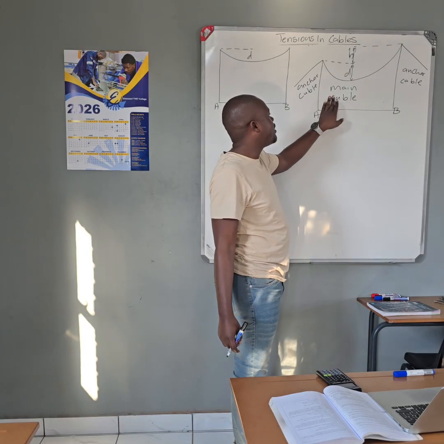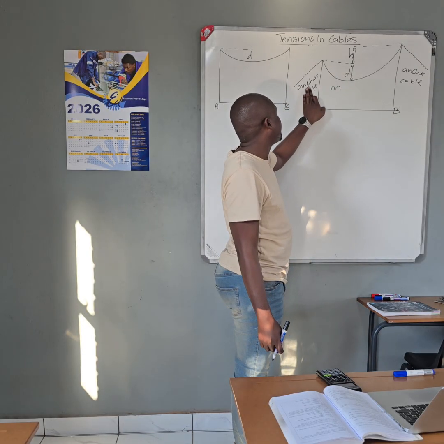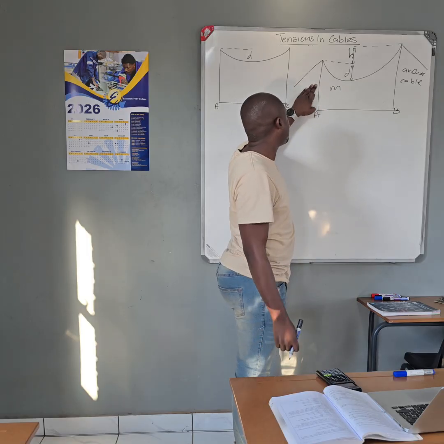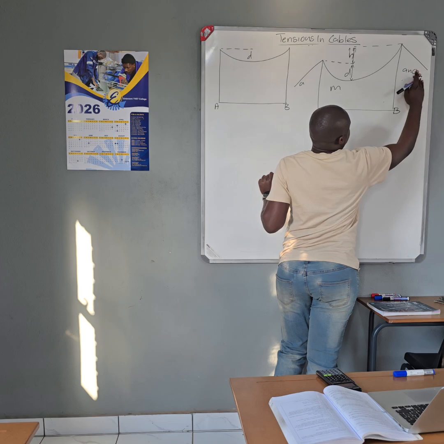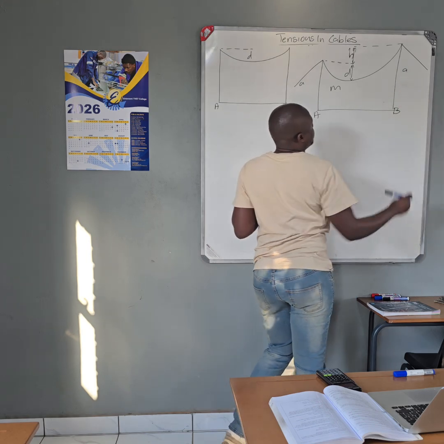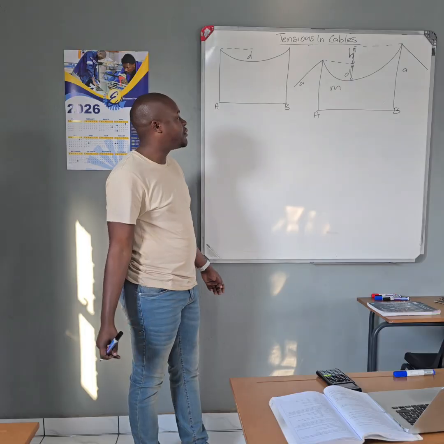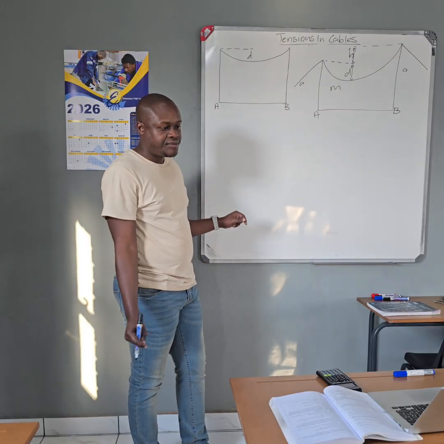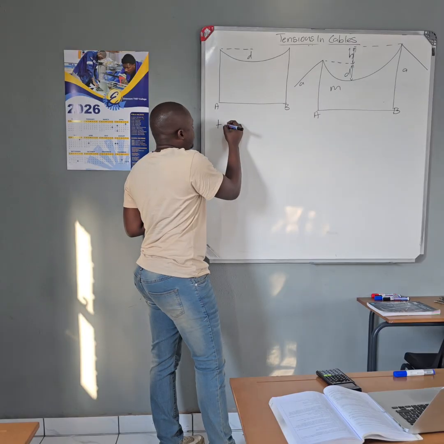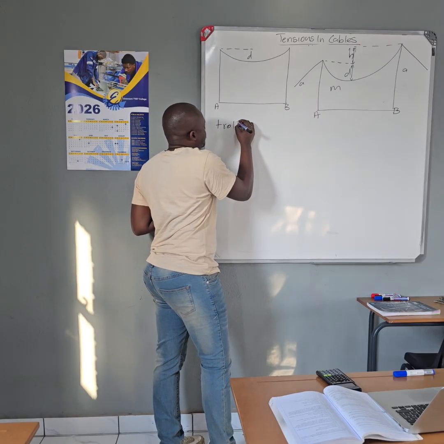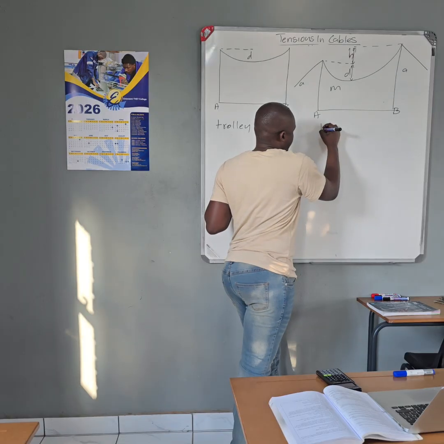For the main cable, I'm simply going to use OM like that. Then for the anchor cable, I'm simply going to use OA like that. So we have the main cable as well as the anchor cable. The anchor cable can go through what we call a trolley, or it can go through a pulley.